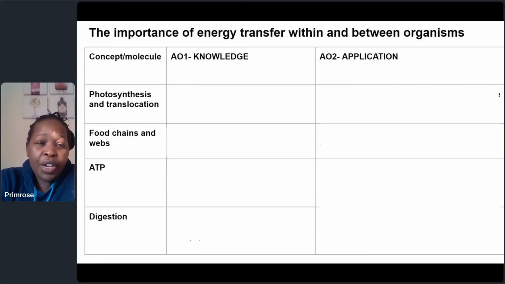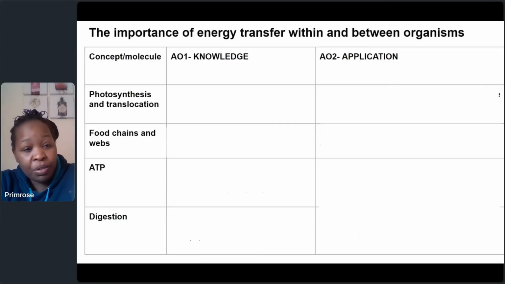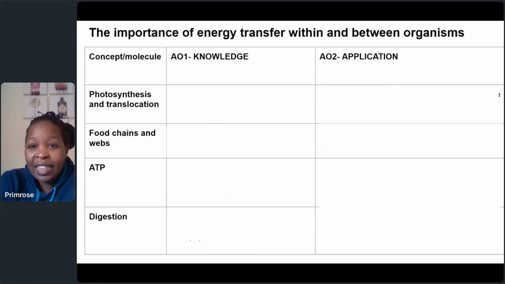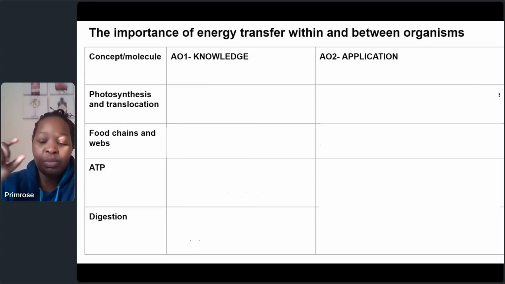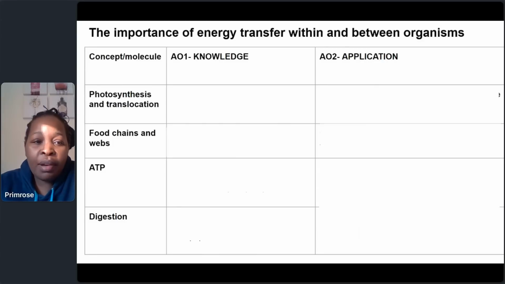So the first, food chains and food webs, is between organisms. Digestion can lead to between organisms as well. So you could talk about feeding and why we process food before we use it. What's the energy that's locked in, and what energy do we then get from that? And what I would say is your knowledge of energy stores and energy transfers here is really, really important.